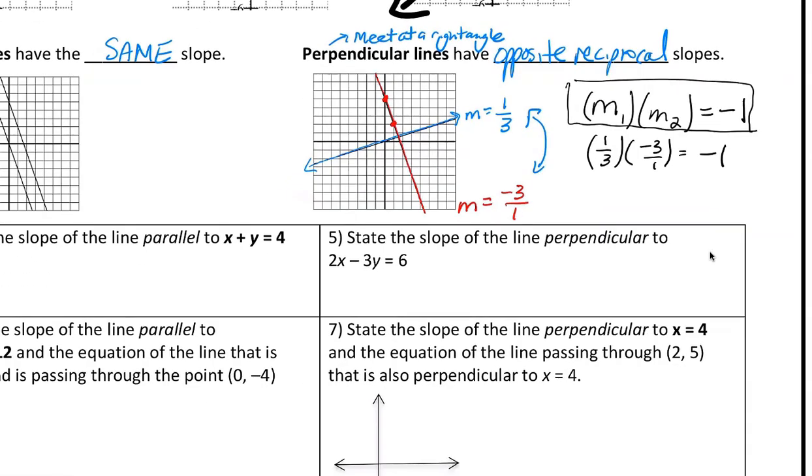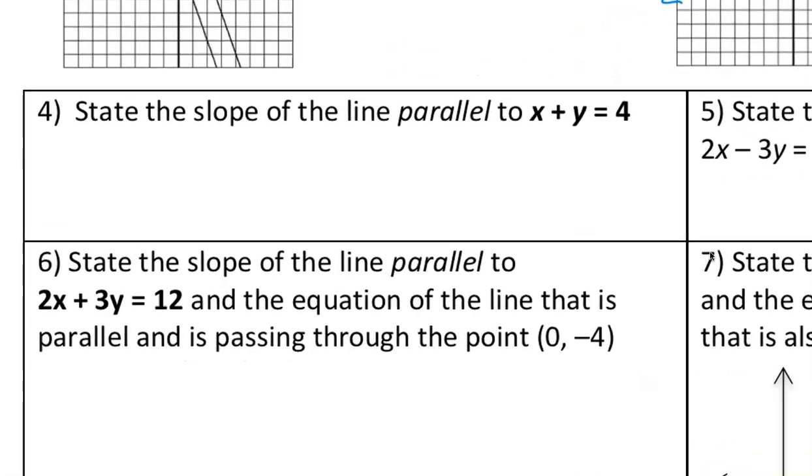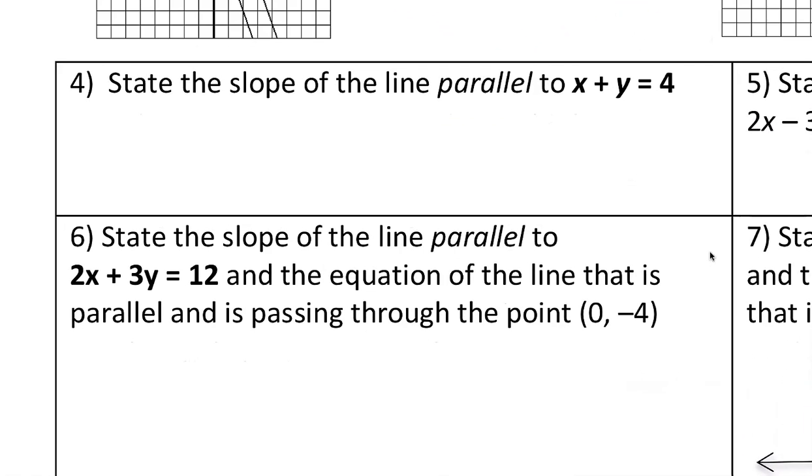So let's use this on the next part. State the slope of the line parallel to x plus y equals 4. So first we need to know what the slope of that line is. So if we write this in slope-intercept form, y equals negative x plus 4. The slope of this line, we'll call it line 1, is negative 1.